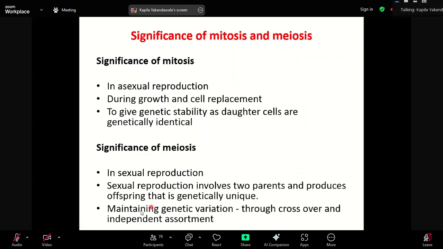And it is important to maintain genetic variation, because if the genetic variation is zero, what will happen? All the plants will be very much similar. All the plants will be susceptible to certain diseases. Yield will be very high. All the plants will give yield at the same time. But if there's a pest or disease issue, the entire population can be wiped out.